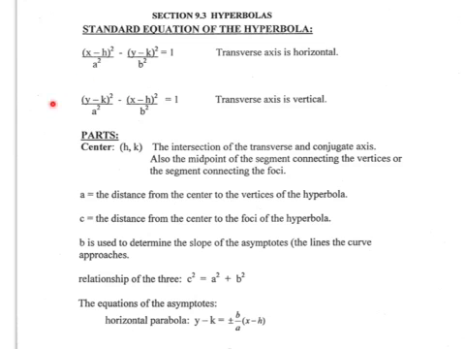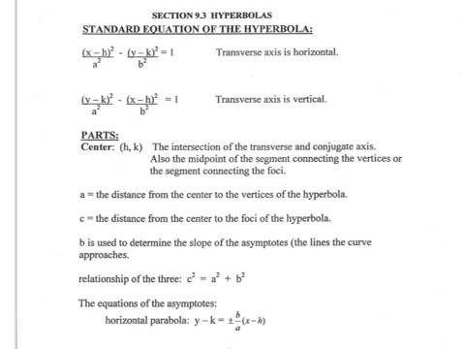Section 9.3, Graphing Hyperbolas. So, first thing we're going to take a look at is the standard equation of the hyperbola. Notice that it looks very similar to the standard equation of an ellipse, except there are some key major differences. The first that you'll notice is that there is a minus sign between the two fractions. This is a dead giveaway that you are working with a hyperbola and not an ellipse.